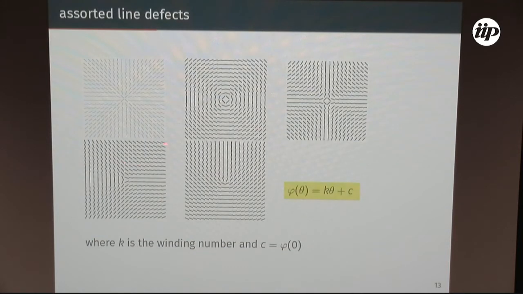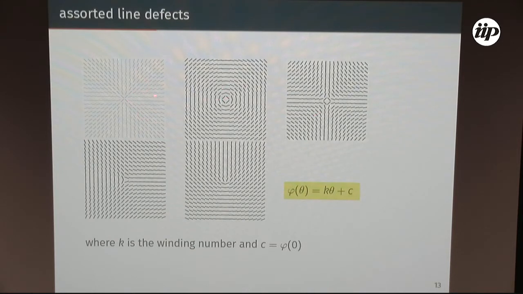Here are some examples of line defects. This is k equals 1. This is k equals 1 as well. The difference here is in the c, that constant that appears here, which is the theta equals 0 orientation. So in this case, it's 0. In this case, it's pi over 2. This is -1. This is -1/2. This is 1/2.